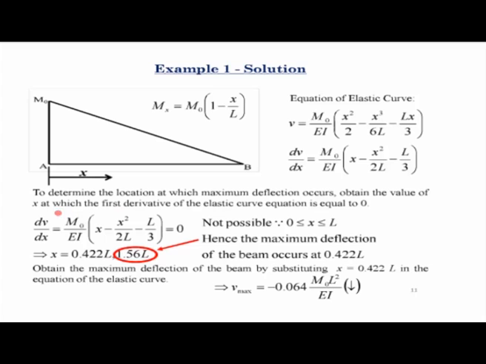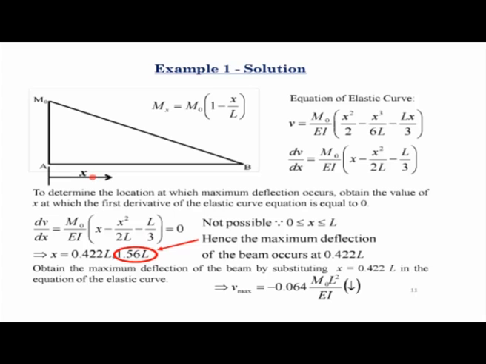In order to determine the location at which the maximum deflection occurs, obtain the value of x at which the first derivative of the elastic curve equation is equal to zero. So take this equation of the first derivative of the elastic curve and equate it to zero. That will give you x minus x square by 2L minus L by 3 is equal to zero. This is a quadratic equation, so you will get two values of x. One is x is equal to 0.422L and the other one is 1.56L.